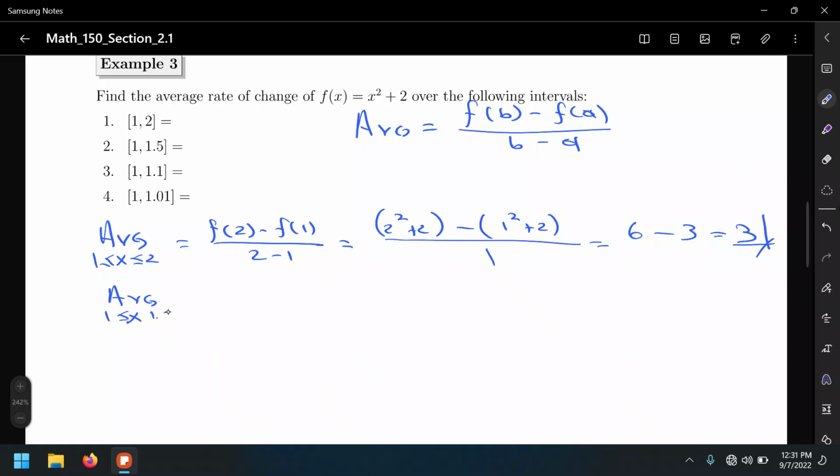Between 1 and 1.5. That is f of 1.5 minus f of 1 divided by 1.5 minus 1. Well, so what are we going to do? Evaluate the given function f of x equals x squared plus 2 at the values of 1.5 and 1. That is 1.5 squared plus 2 minus 1 squared plus 2.